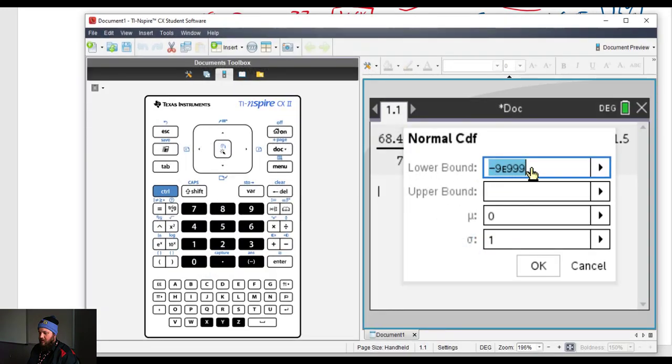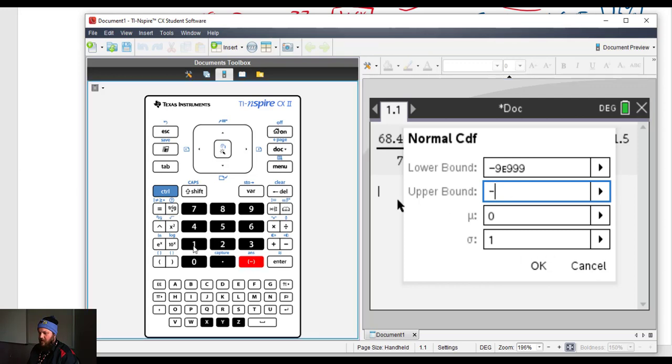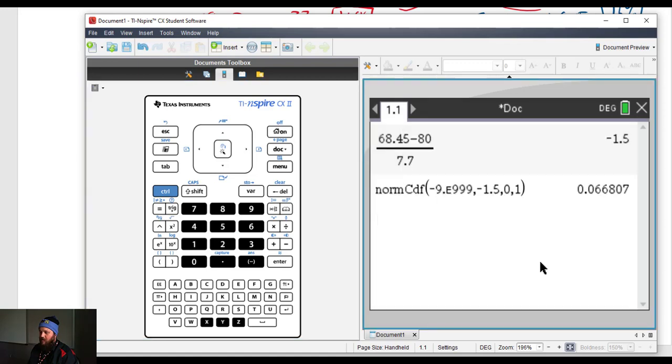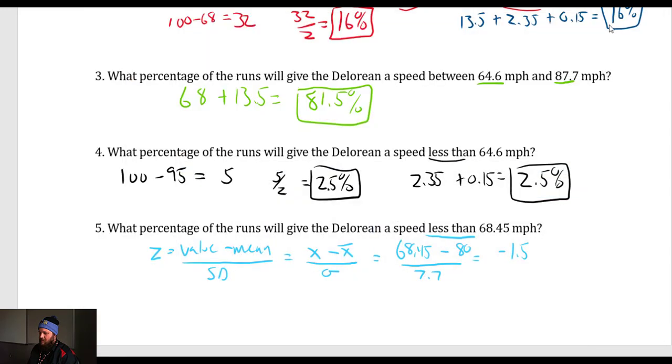So we're going to leave our lower bound as this big number here in the calculator. Our upper bound, we're going to type out negative 1.5 because that is our z-score for the figure of 68.45. Now if we're using z-scores, again, the mean is always going to be 0 and the standard deviation is always going to be 1. So once you type in that negative 1.5, all you need to do is click OK, in which case you should get 0.0668.